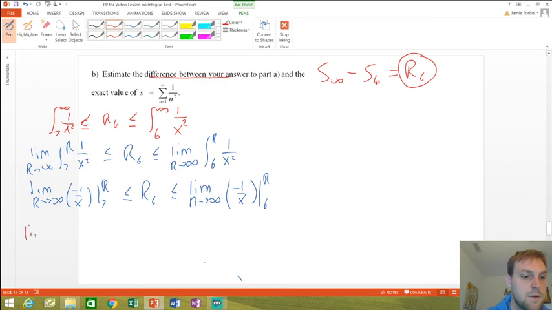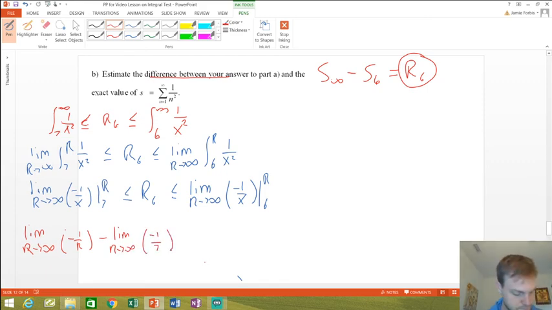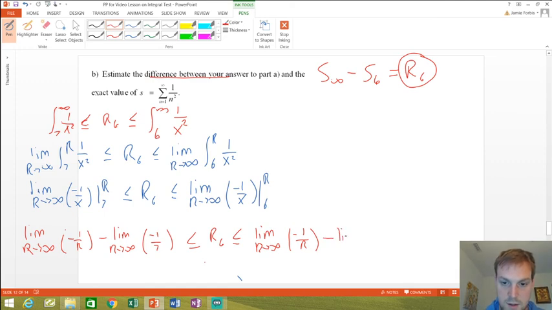All right, I'm going to set up each piece like we've been doing. I'll say the limit as r approaches infinity of negative 1 over r minus the limit as r approaches infinity of negative 1 over 7, less than or equal to r6, less than or equal to the limit as r approaches infinity of negative 1 over r again, minus the limit as r approaches infinity of negative 1 over 6. And we're going to evaluate each of those limits.